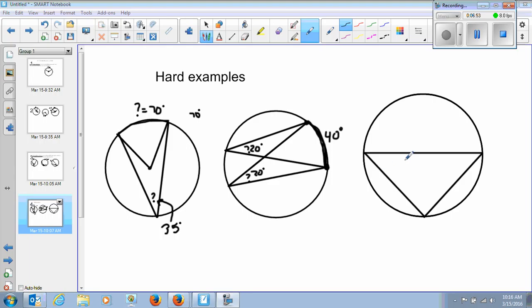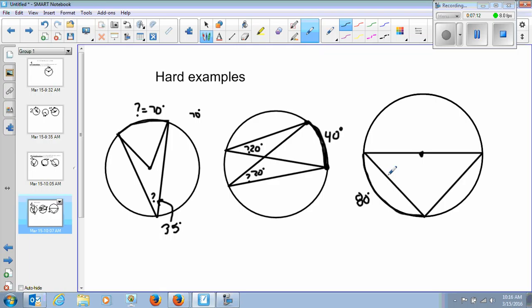Let's look at our last example here. Now this is going to be the center of my circle. The only thing they're going to give me is that this angle right here is equal to 80 degrees. And actually it's not an angle, it's an arc. So this arc is 80 right here.